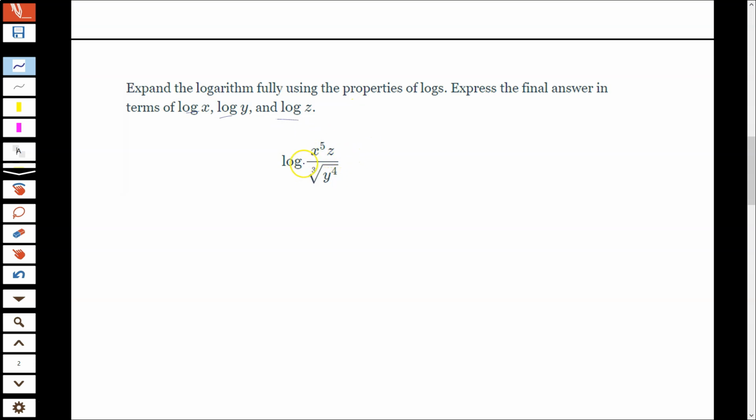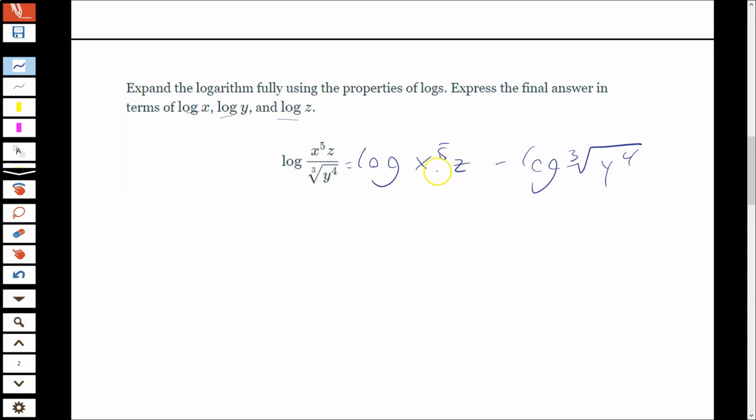The first thing I'm going to look at is the fraction bar, and you can do that every time there's a fraction bar involved. The first thing you want to do is split those up. Remember, division inside the log is the same as subtraction of the two logs. What do we have here? We have log of x to the fifth times z, minus log of the cube root of y to the fourth. Then we'll go left to right.